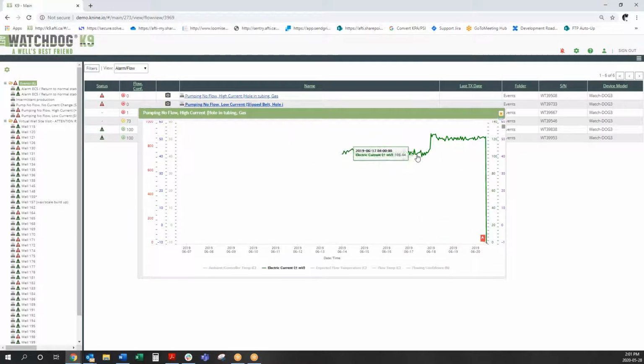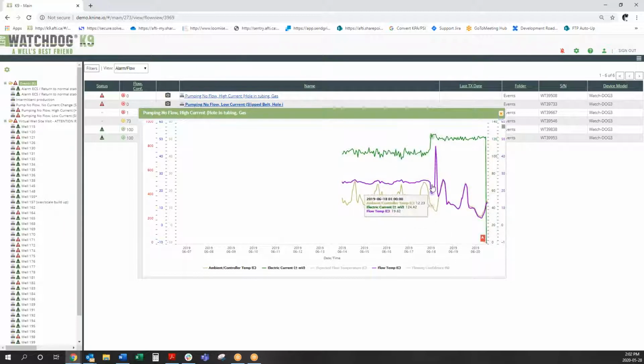Red flag. We see electric current trending around 100, between 100 and 110. There's a step up here. In and of itself, it's tough to tell that this is an issue because it could indicate a change in pump speed. But look at this. Flow temperature and ambient temperature. We see a sharp up spike in flow temp and then a drop where it's trending with ambient. Even though the well is physically running, there's no fluid being produced.